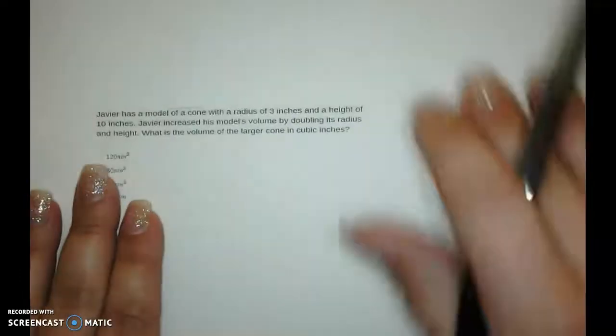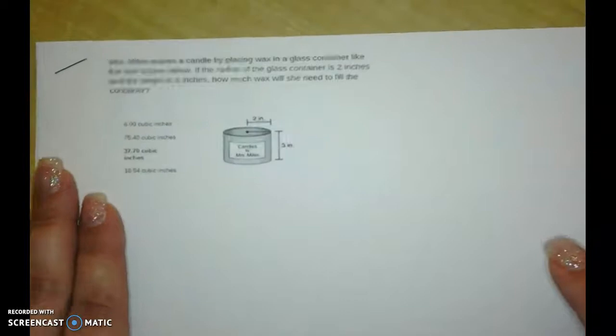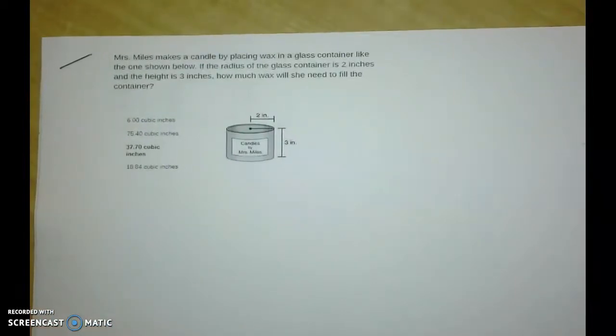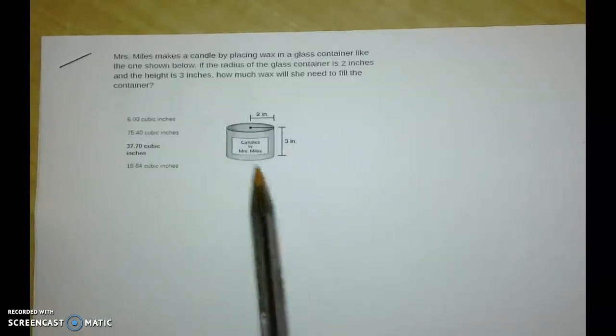So the first one I have, ignore this shape underneath here. Oh, sorry, this one. First one I have is: Mrs. Miles makes a candle by placing wax in a glass container like the one shown below. If the radius of the glass container is 2 inches and the height is 3, how much wax will she need to fill the container? So this container looks like a cylinder.